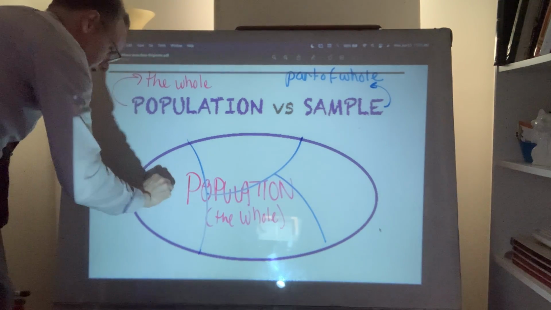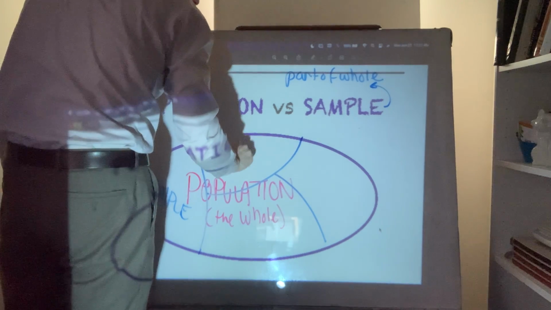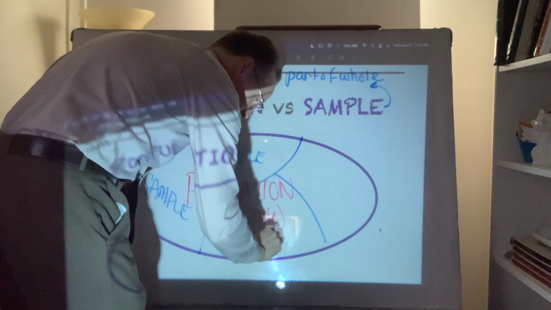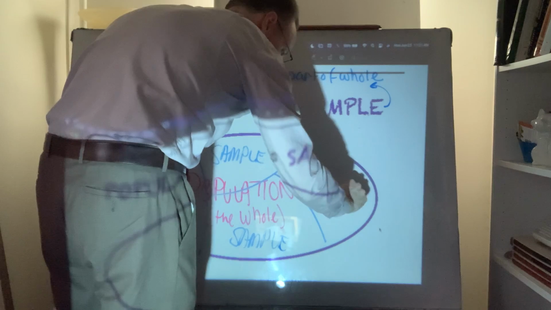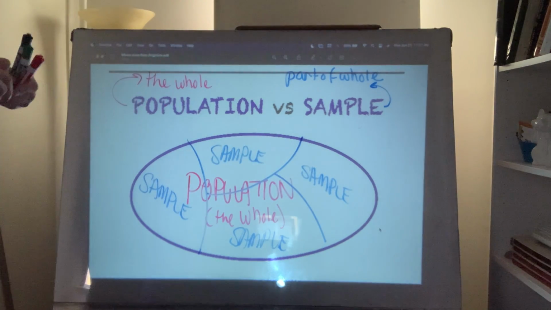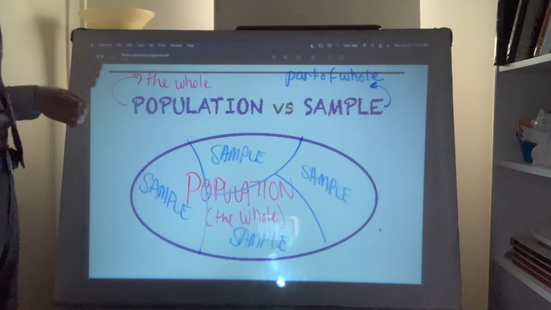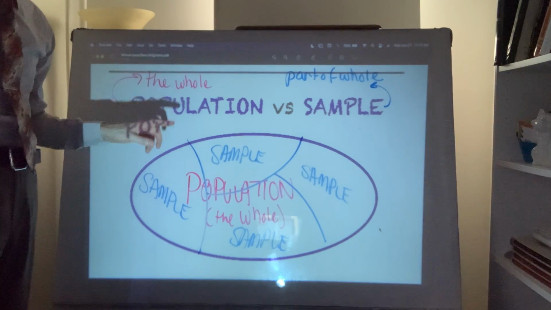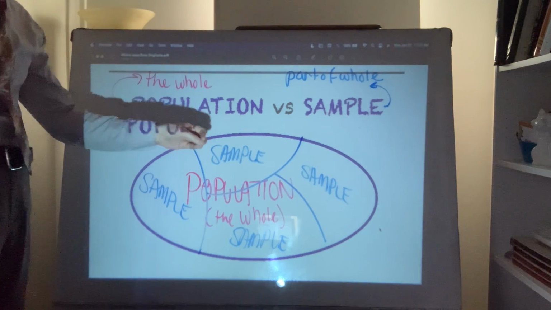So this might be a sample, as it's part of it. This might be a different sample, a part of it. This is a sample, and this is a sample. Now, in the context of statistics, a population is definitely the whole thing. All right, the whole group, whatever you're working with. The sample is ideally supposed to be representative of the whole without being the whole. So it's always going to be one less.